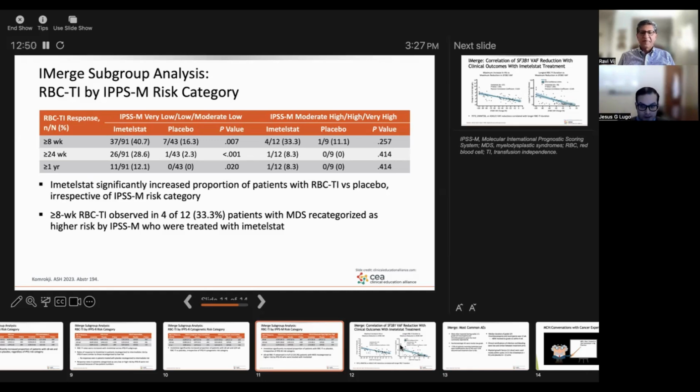They can be recategorized. And it seems like this did the job even if you use the IPSS-M system to subcategorize. So as you can see in this slide, some patients were recategorized as IPSS-M high risk because the study did not use the IPSS-M. Using the IPSS-M, some of these patients were recategorized as high risk, and they still saw a response with imetelstat.